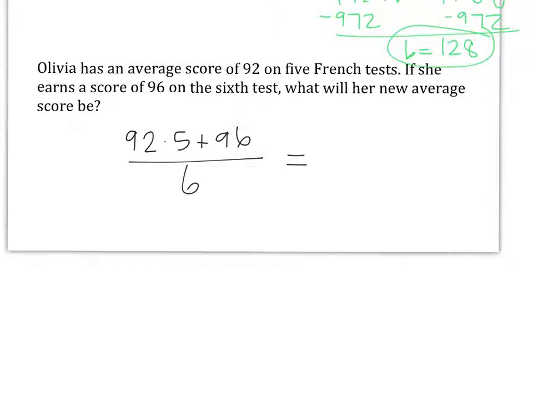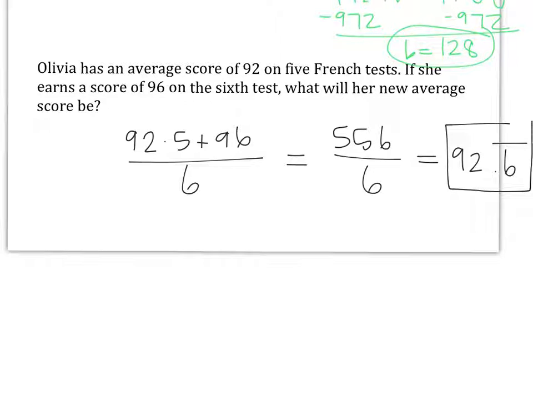So when I add up 92 times 5 plus 96, I get 556. And that divided by 6 gives us 92.6 repeating. So I'll put a little bar notation above the top. So her new average score, if she gets a 96 on that 6th test, will be a 92.6 repeating.